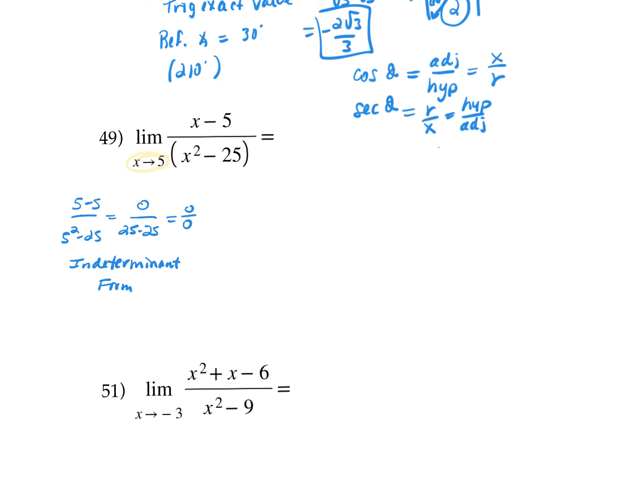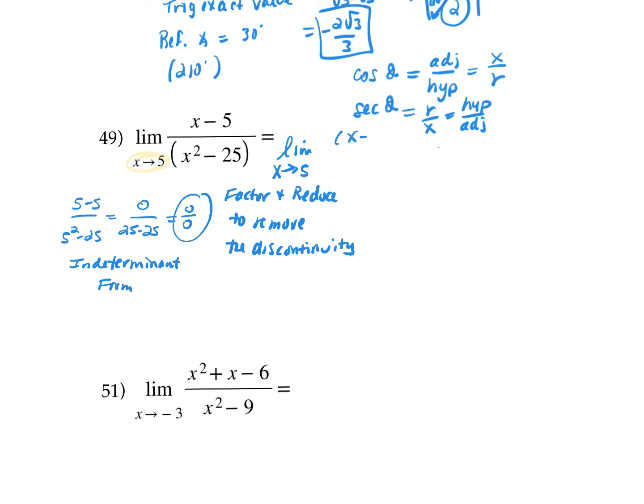So that means that you have to do something algebraic to remove the discontinuity. And in this particular case, we want to factor and reduce to remove the discontinuity. All right, so I'm going to squeeze it in here. So we still keep that limit notation where we're not ready to plug in the 5 because we saw that it ended poorly over here. Keep that numerator, x minus 5. Factor that denominator into x plus 5 times x minus 5, because it's the difference of 2 squares. We know we can do that.